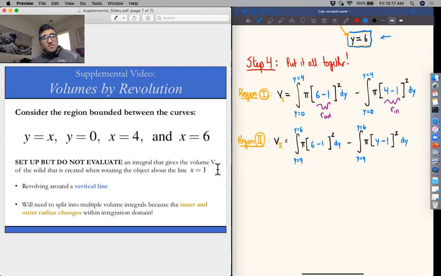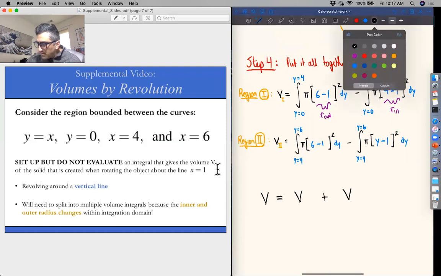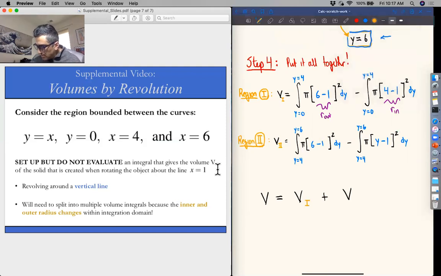And that's basically it. So we found the volume of each of those regions separately. The last thing we would do is find the total volume. Well, the total volume is going to be the sum of both of those regions' volumes together. So the next step we would really do here is just add all of those integrals together. And that's how we can set up these volume integrals when we have different definitions of the outer and inner radii, depending on where we are within that overall integration domain.